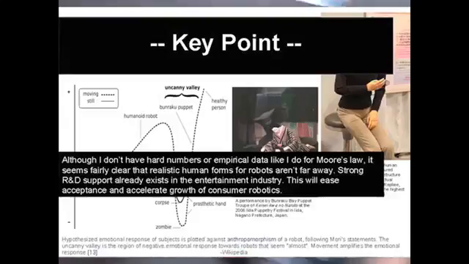Let's see what else we got. I'm blowing through this talk, so we're going to have plenty of time. Although I don't have hard numbers or empirical data like I do with Moore's Law, it's much harder to measure emotional responses. It seems fairly clear that realistic human forms for robots aren't far away. Strong R&D support already exists in the entertainment industry. This will ease acceptance and accelerate growth of consumer robotics.